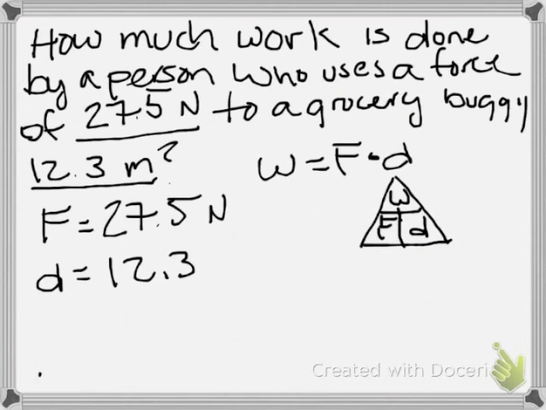All right, and the equation just tells us that work equals force times distance. So we would just be multiplying these two together. And when we multiply these two together, what would be the solution? Let's work it out. 27.5 times 12.3 equals 338 joules. Again, joules, which is the magical unit of measurement for energy.